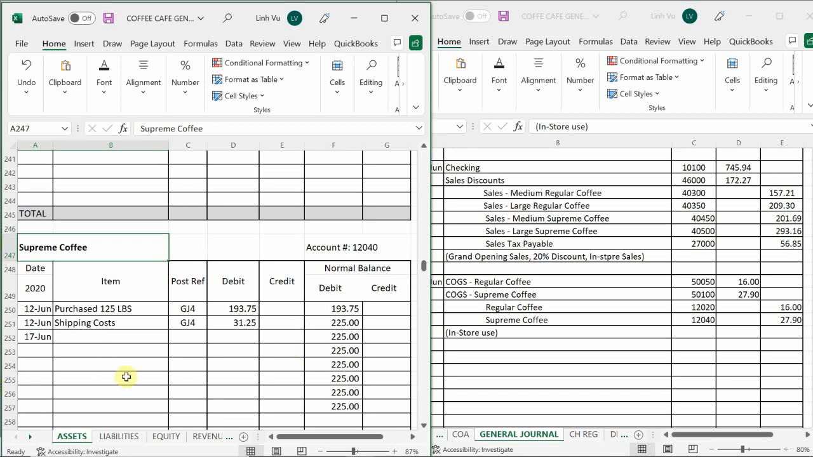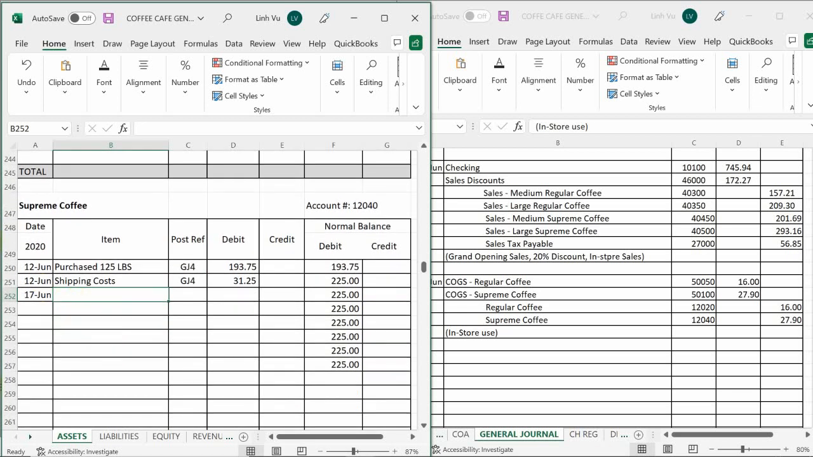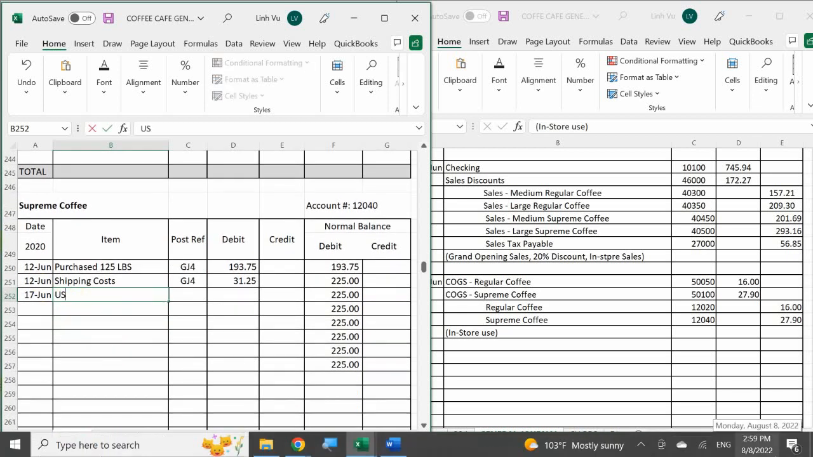So again, here we are in my Supreme coffee. Use 15.5 pounds for $27.90. Now I have a question for you. Go for it. Okay, so if there is a difference, do we change the inventory worksheet to match the ledger? Yes. Do we adjust it? Yes. I just wanted to make sure. All right, thank you.